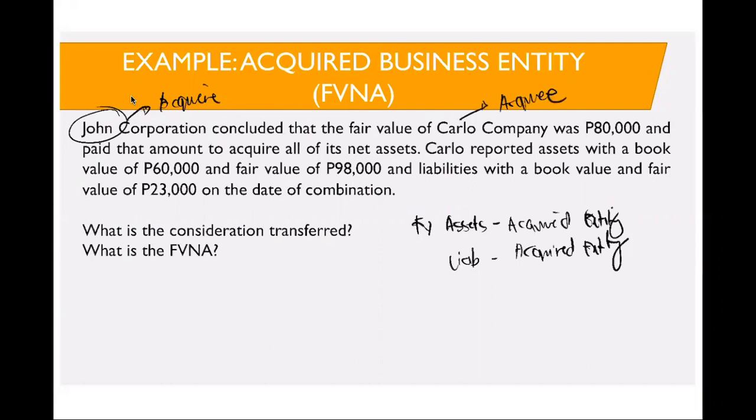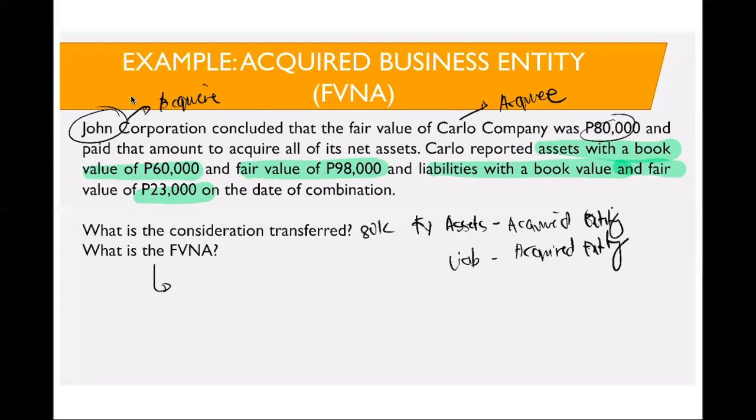Carlo reported assets with a book value of 60,000. So assets of Carlo is 60,000, fair value is 98. Liabilities book value and fair value is the same, 23,000 pesos. Okay, now first question is what is the consideration transferred? So if we try to look at it, John purchased Carlo for 80,000 pesos. So the consideration transferred is 80.